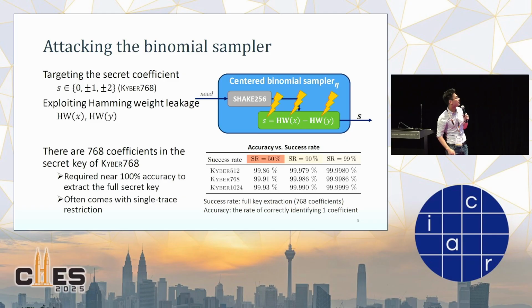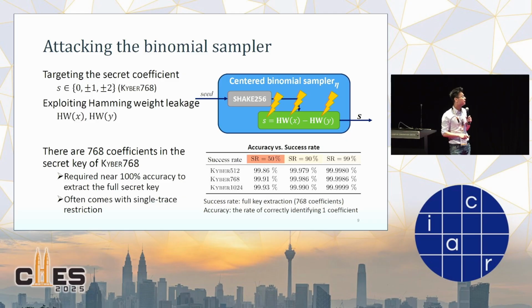However, the challenge lies with the fact that there are 768 coefficients in the secret key of Kyber 768. As a result, we require nearly 100% accuracy to extract the full secret key. And oftentimes, this comes with a single trace restriction, as we usually only generate the secret polynomial once. And the table on the right here shows the accuracy requirement.